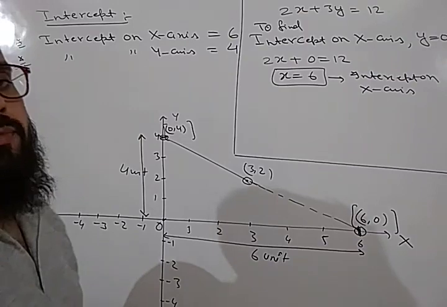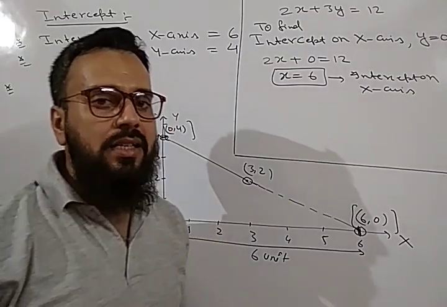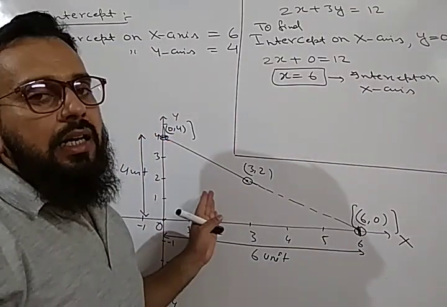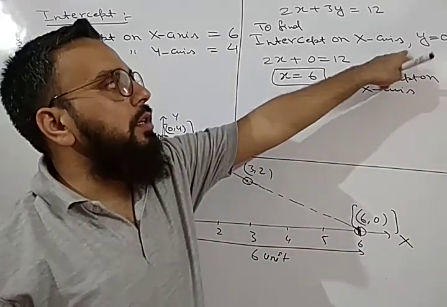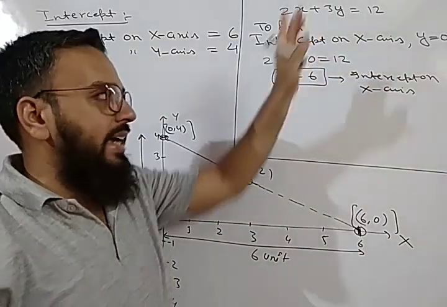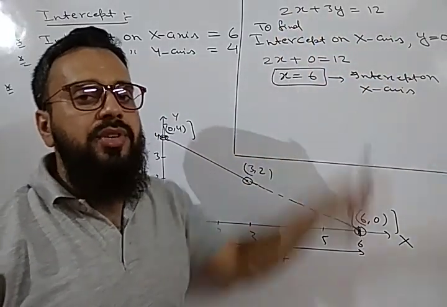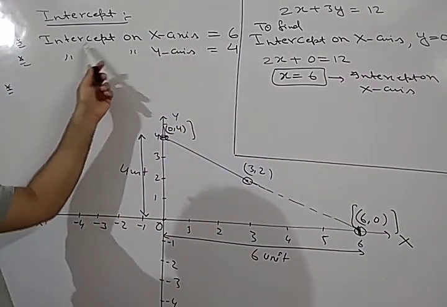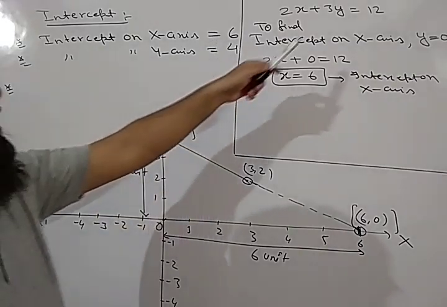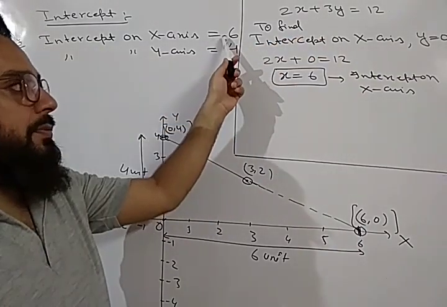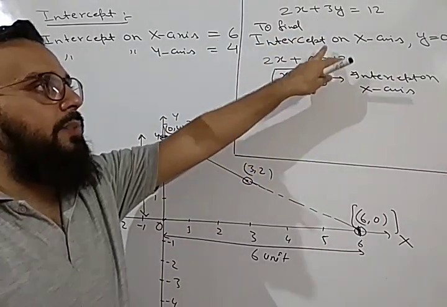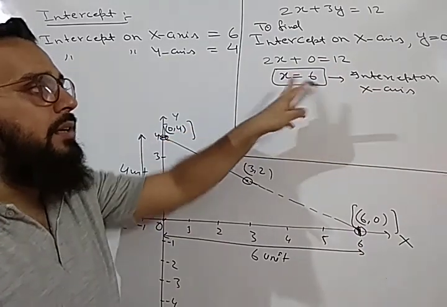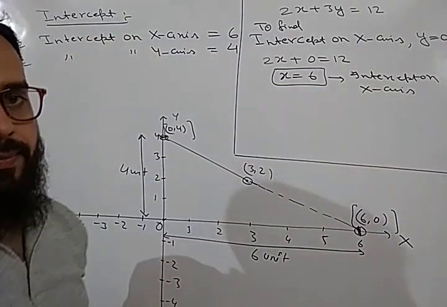It means if we have to find the intercept on the x-axis without drawing the graph, then we have to put y equal to 0 in the given equation and we will get the value of x, which will be the intercept on the x-axis. You can see here the intercept on the x-axis is also 6. The equation was the same, the intercept was 6, and when we find it mathematically without drawing the graph, it also comes out to be 6.